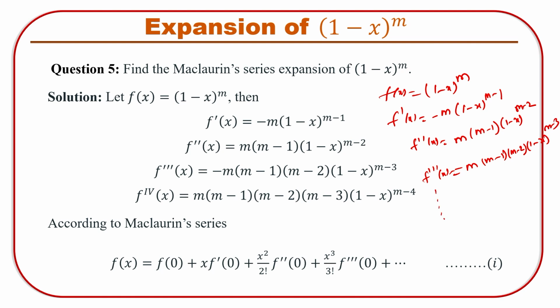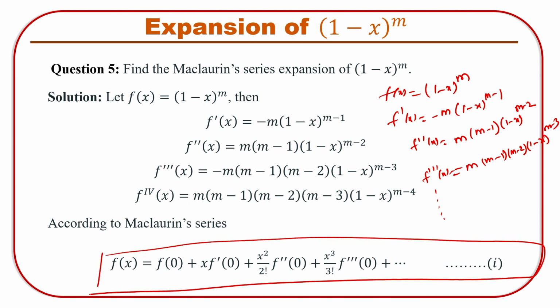We will see. So, using the Maclaurin series expansion, f of x is equal to f of 0 plus x into f dash of 0 plus x square by factorial 2 f double dash of 0 plus x cube by factorial 3 f triple dash of 0 and so on, right. Put all these values. Firstly find f of 0, f of 0 is equal to 1. f dash of 0 is given here. So, how much is the value? Put the value here, 1 minus 0 to the power m minus 1, so this will come out to be minus m.